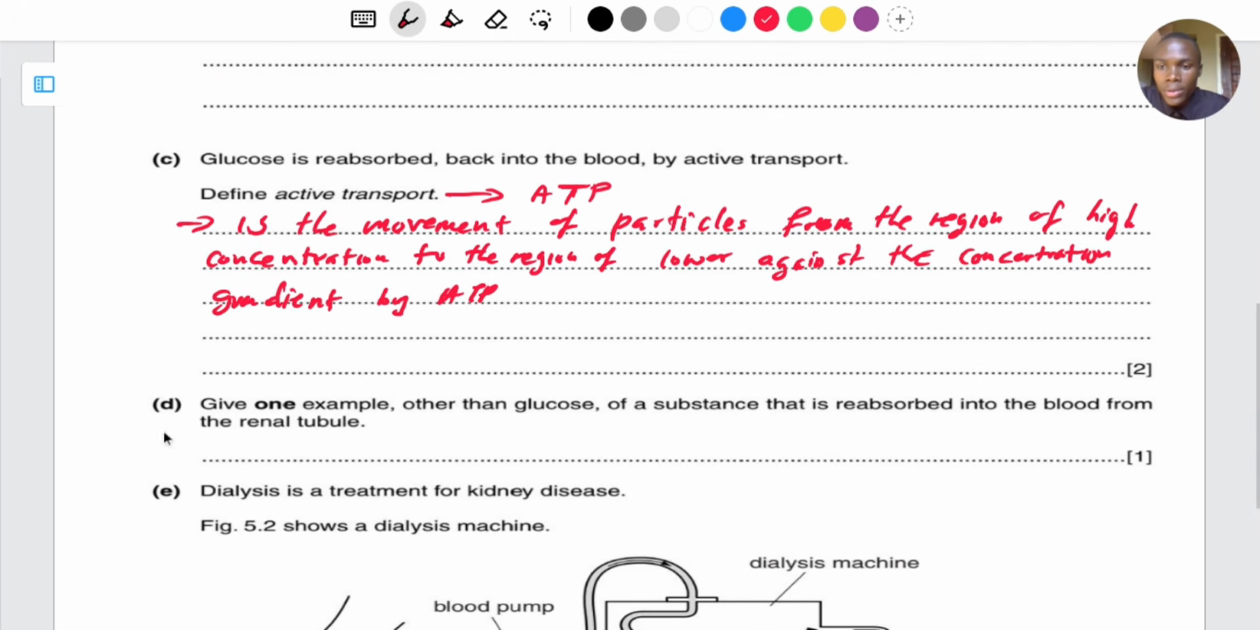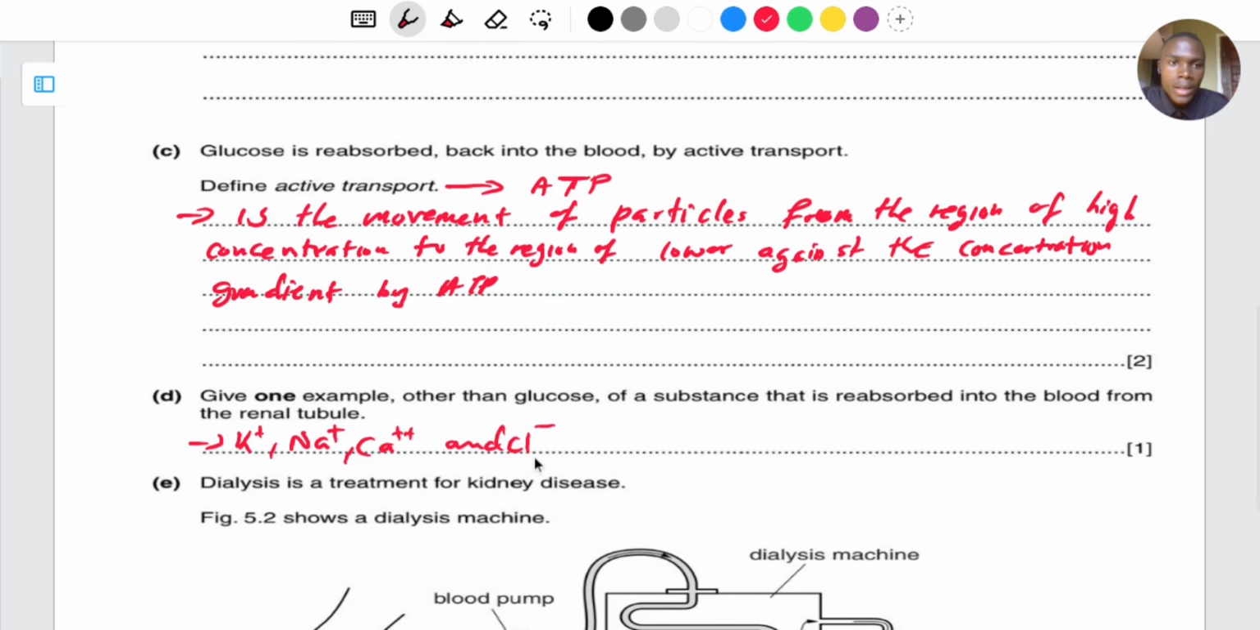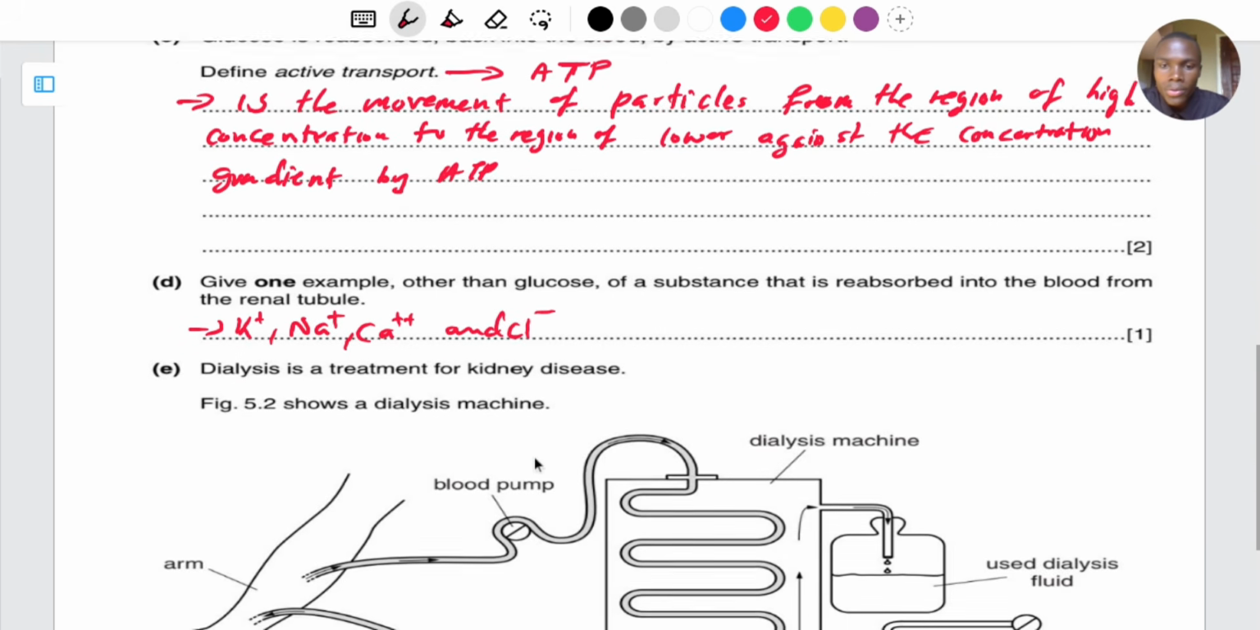Then the second question is saying give one example other than glucose of a substance that is reabsorbed into the blood from the lumen of the renal tubule. So we can talk of calcium, potassium, sodium, and chlorides, they are reabsorbed. If you want, you can also talk of urea. Yes, they are reabsorbed. Now, let's move on to the next question.